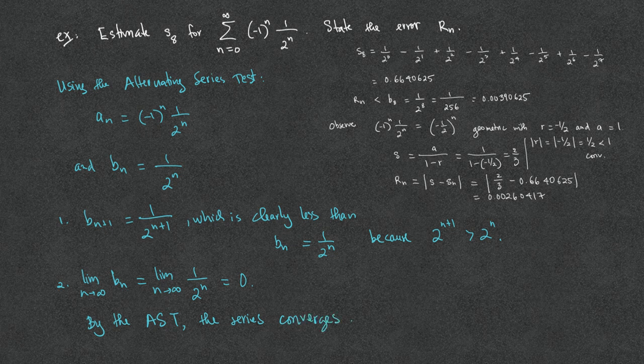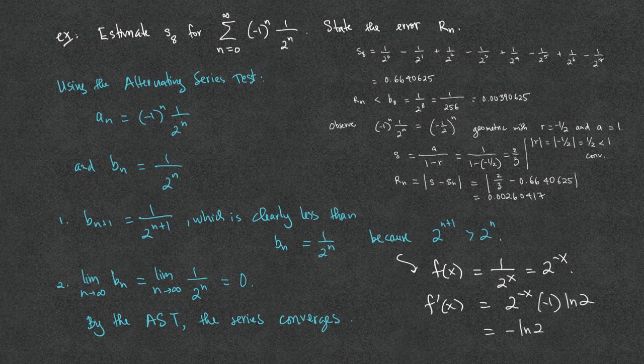We can use the alternative method to check the first condition. The continuous function is 1 over 2 to the x, or 2 to the negative x. The derivative is minus ln of 2 over 2 to the x, which is always negative. And if the derivative is negative, then the original function is decreasing, showing that the next term is less than the previous term.